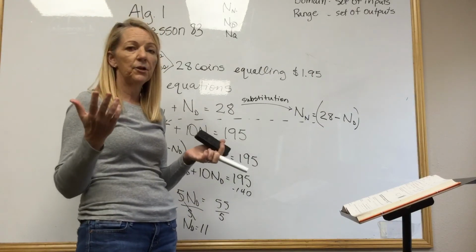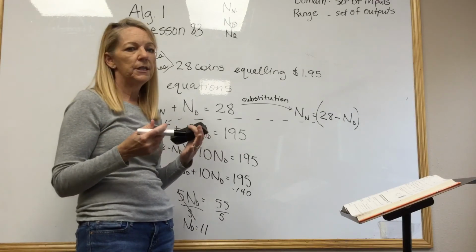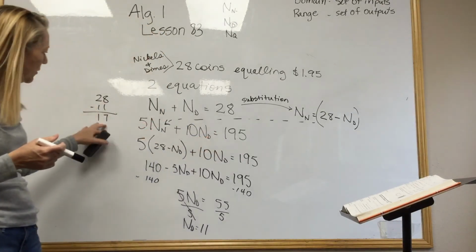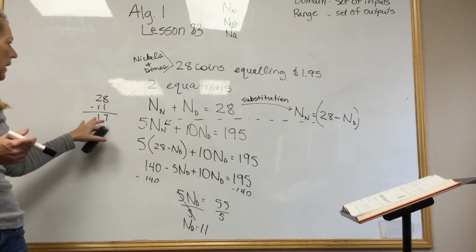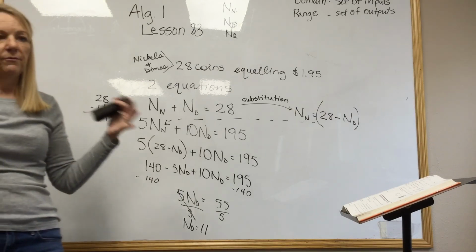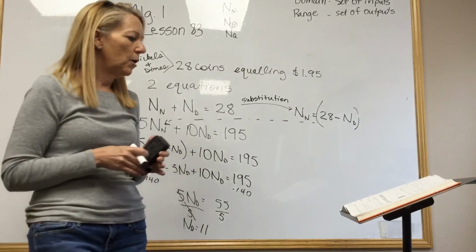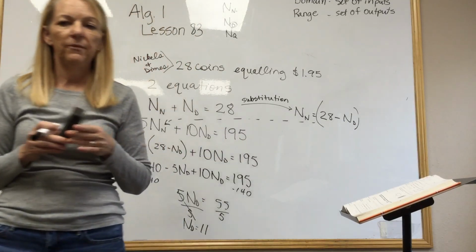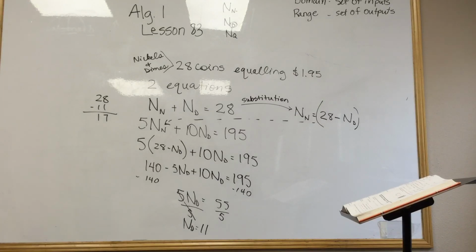Sometimes I might ask a different question, like the value of the nickels was what? So if there were 17 nickels, then I would multiply that by 5 and say the value of the nickels was that amount. So this is a very easy lesson. I hope you find it simple, and that is that.